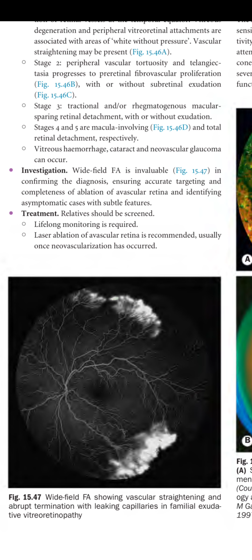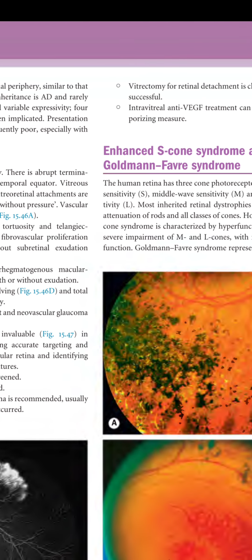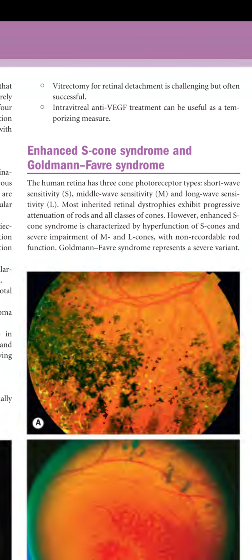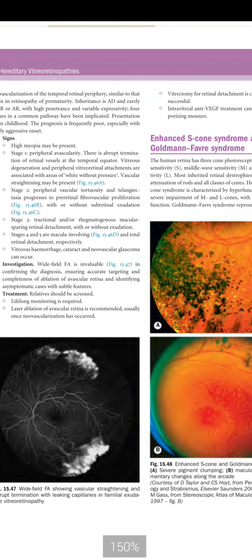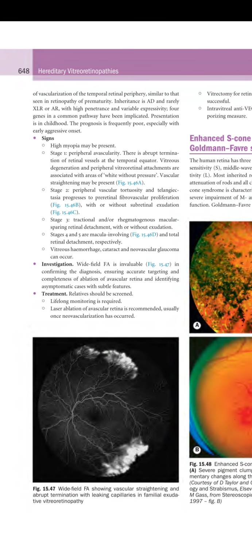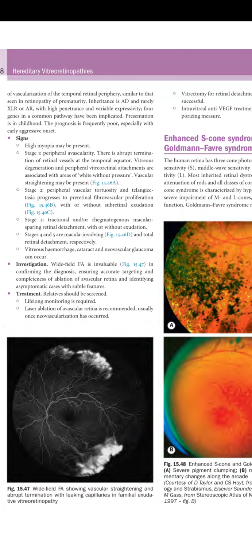Treatment: relatives should be screened. Lifelong monitoring is required. Laser ablation of the avascular retina is recommended, usually once neovascularization has occurred. Vitrectomy for retinal detachment is challenging but often successful. Intravitreal anti-VEGF treatment can be useful as a temporizing measure. This is figure 15.47: wide-field FA shows vascular straightening and abrupt termination with leaking capillaries in familial exudative vitreoretinopathy.